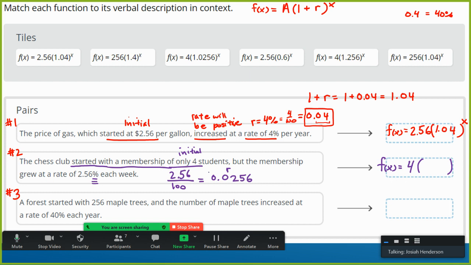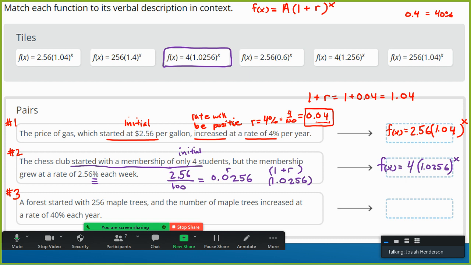And we still need to add that to 1. That's in our formula, right? It's 1 plus the rate. So now in my parentheses, 1 plus r, that would be 1.0256, and to the x power. Don't forget that. Cool, and I see that option above right here. That was our answer if we were dragging it down from above. Thanks, Savannah, for your help.